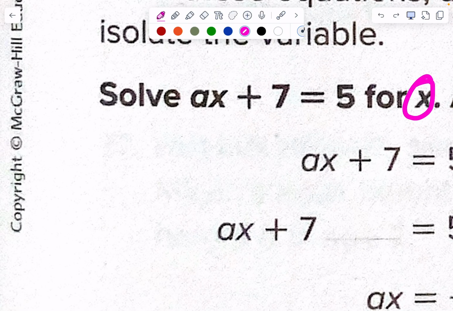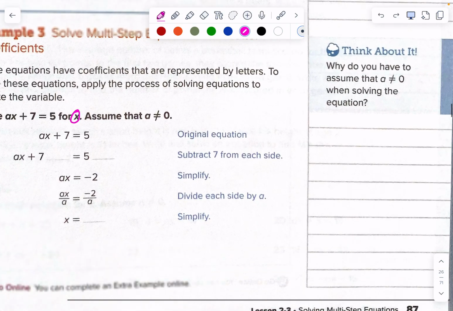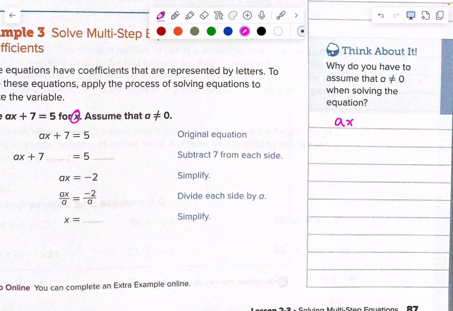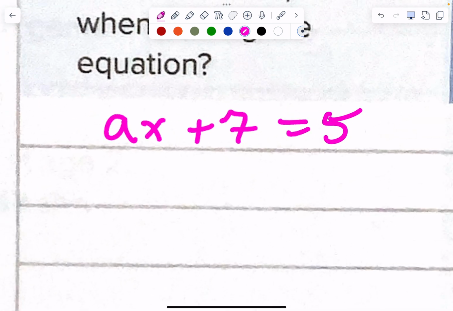So ax plus 7 equals 5, and I'm still solving for x. Just treat that a like normal, just deal with the a. If I plug a number in for x, would I multiply by a first or would I add the 7? I would multiply by a first, right? PEMDAS, multiplication comes before addition. So I would multiply by a first.